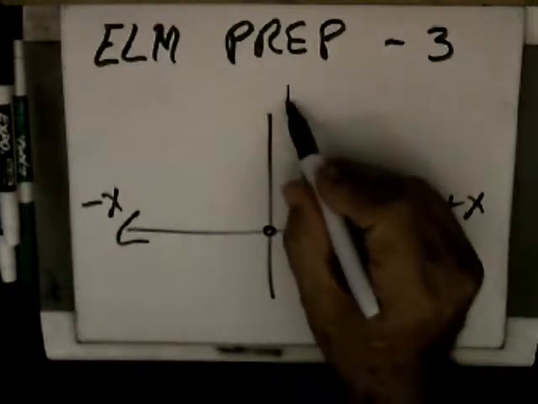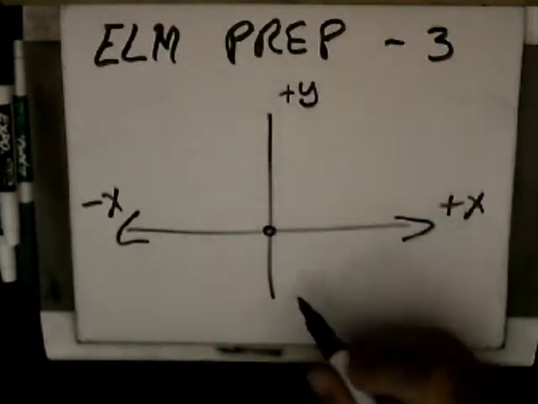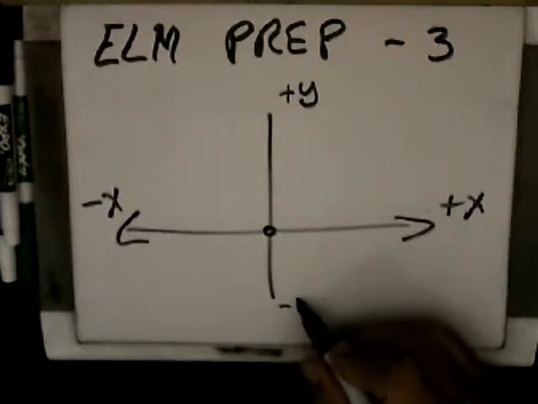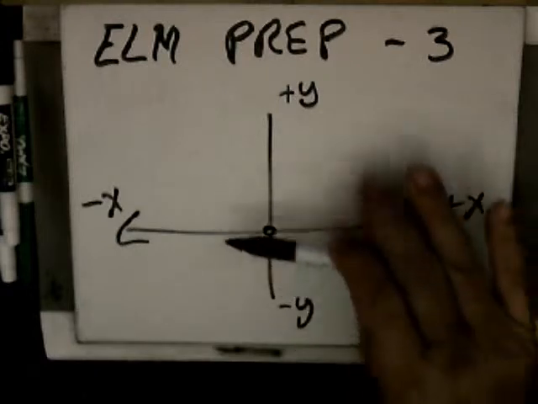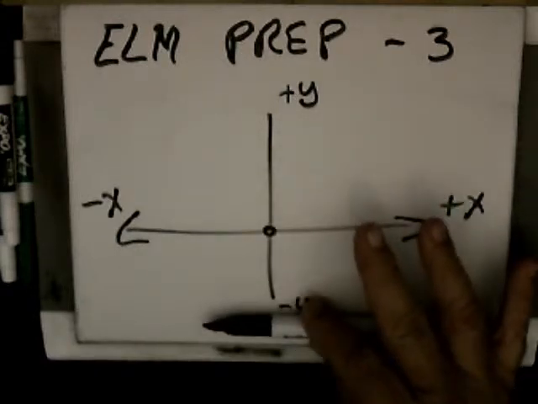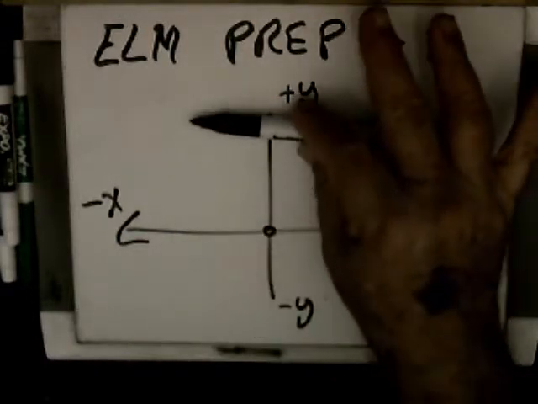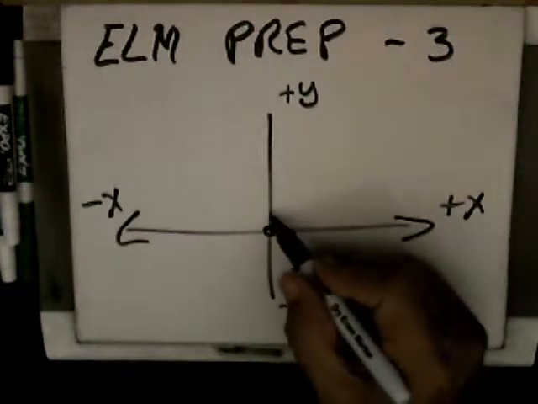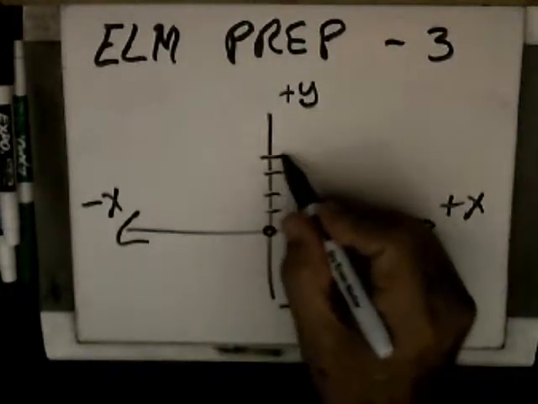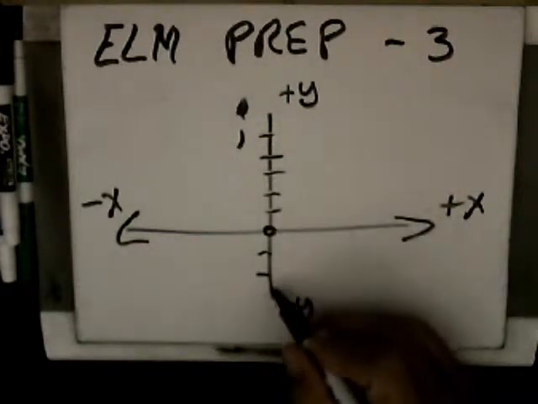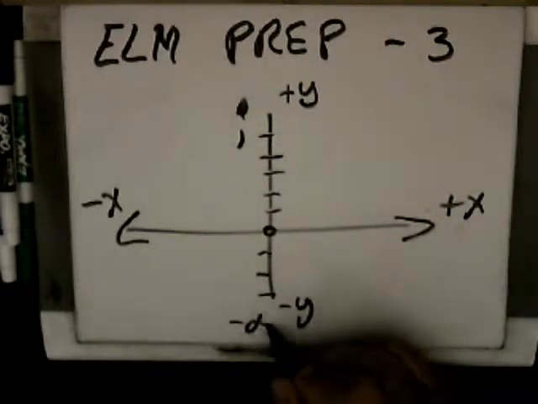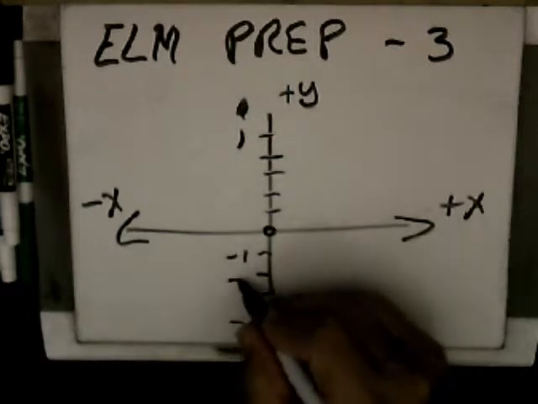We also have a plus y portion and a minus y portion. So going down below the x-axis would be negative y. Going above the x-axis would be positive y. So we count up 1, 2, 3, 4, 5 on up to infinity. Minus 1, minus 2, minus 3, down to minus infinity in the y direction.